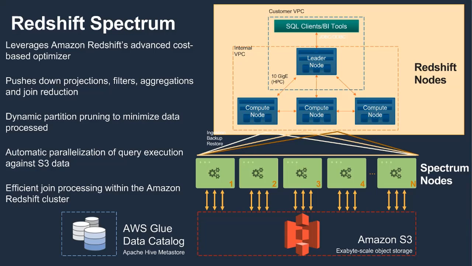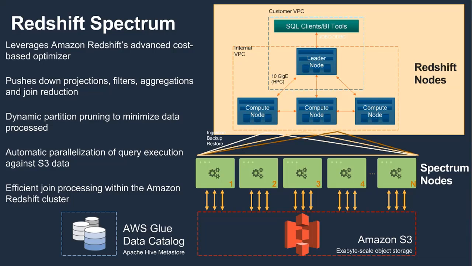You don't have to provision any of these Spectrum nodes, so all the nodes you see in green are automatically handled by AWS. That's what makes it serverless. So you don't have to worry about how many nodes it takes to issue your query. Your compute nodes really just issue the queries out to the Spectrum nodes and return the results. This is really where we also start showing where it's integrated with the AWS Glue data catalog.